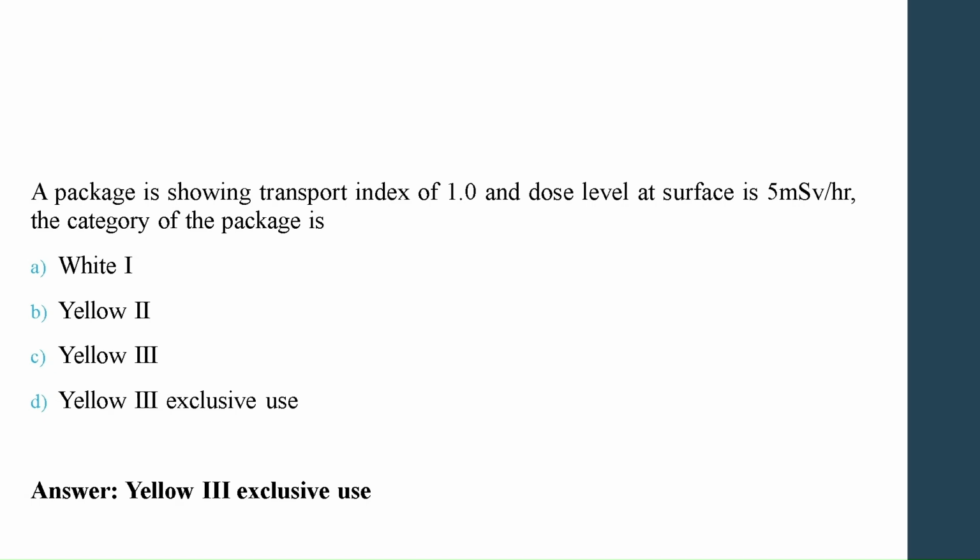So the transport index of 1 corresponds to yellow 2, but the dose level at the surface is 5 millisievert per hour. As we remember, for yellow 3, the maximum dose level at the surface is 2 millisievert per hour. Greater than 2 millisievert per hour, it comes in yellow 3 exclusive use. So there is a thumb rule. If one among transport index and dose level exceeds into the higher category, you have to transport the package in the higher category. So in this case, transport index was of yellow 2, but according to exposure rate, it comes under yellow 3 exclusive use. So the right answer will be yellow 3 exclusive use.